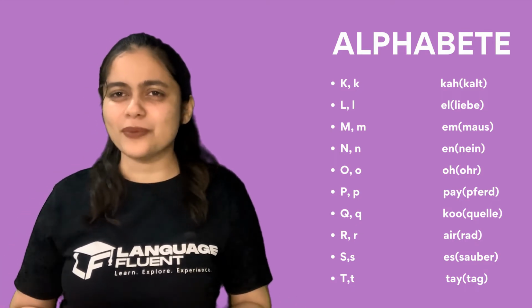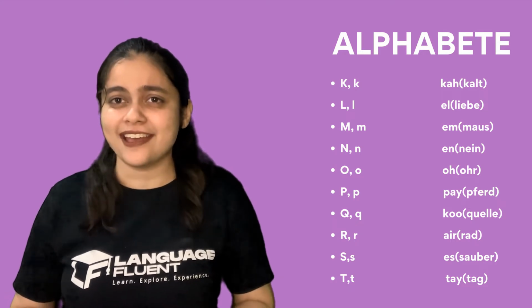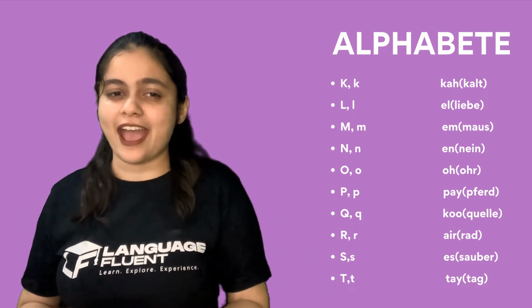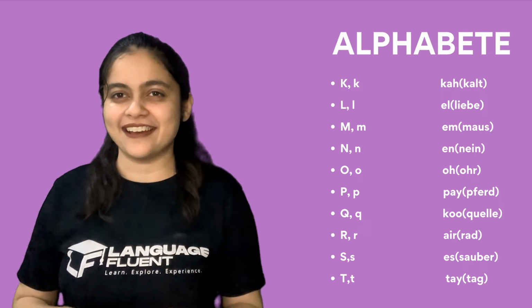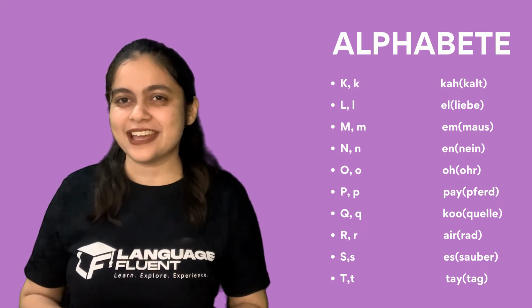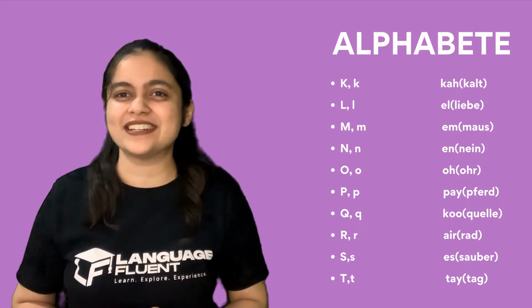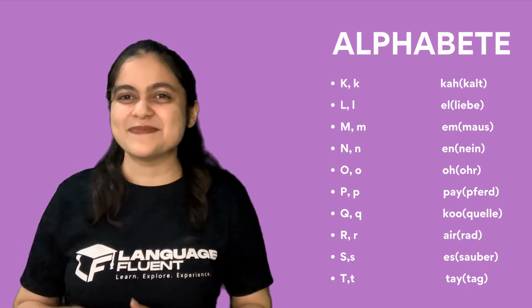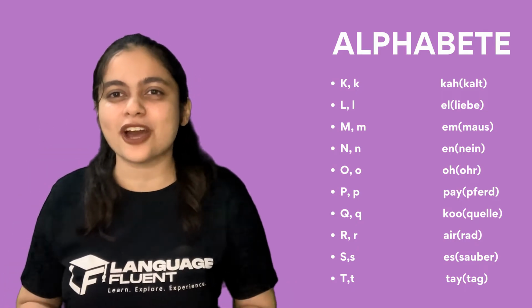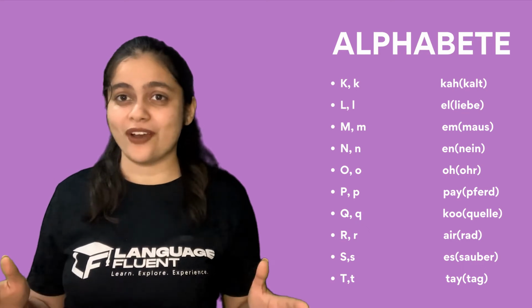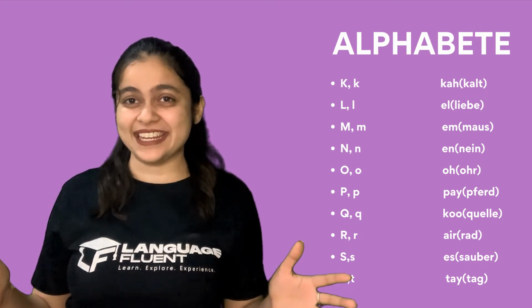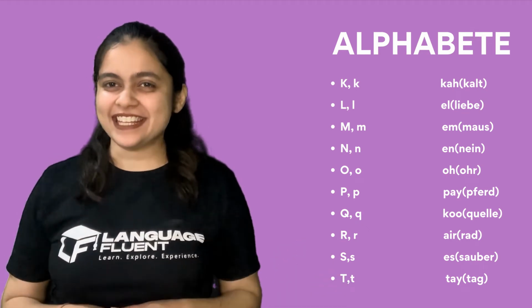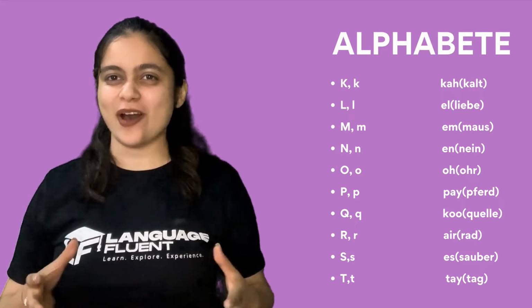Okay? Moving on to the next, that is the N. For the word N, I have nein. So nein is not the digit nine, but rather nein in German means no. Now, the next alphabet for us is O.